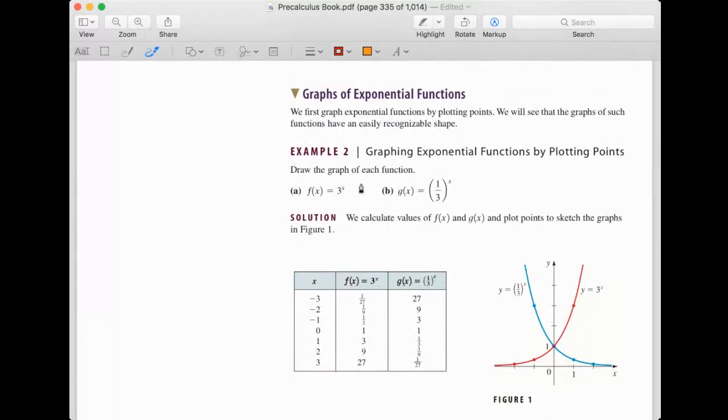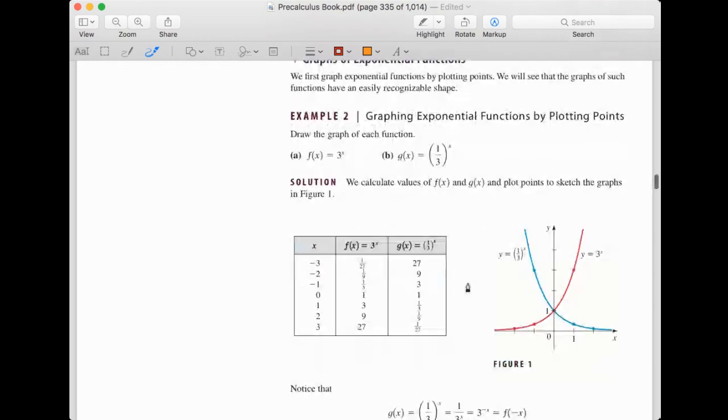So here, let's compare those two. Right? We have f of x equals 3 raised by x. So the base here is 3, and 3 is greater than 1. Compared to g of x is 1 over 3 raised by x. Right? 1 over 3 is less than 1. So the base here is less than 1. This base is bigger than 1.